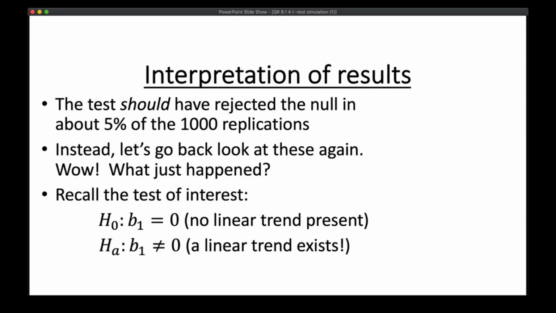Okay, here's an interpretation of the results. We've already talked about these, maybe not in detail, but let's just kind of review here. So as we said, the test should have rejected the null in about 5% of the 1,000 replications.